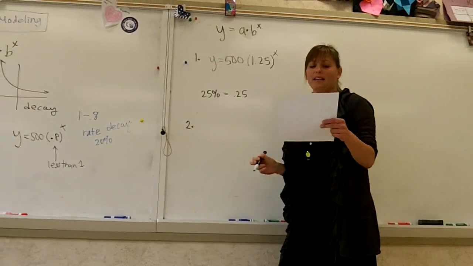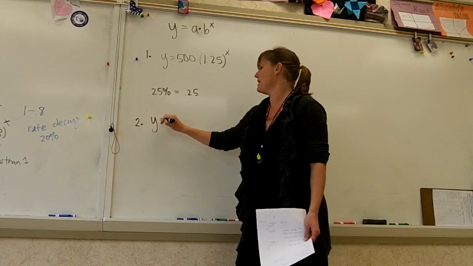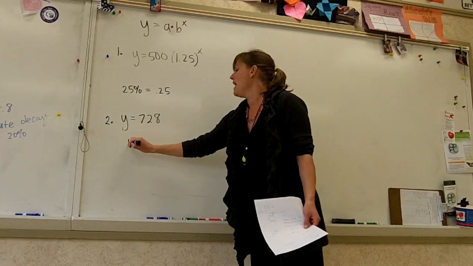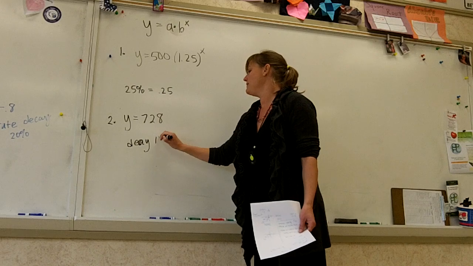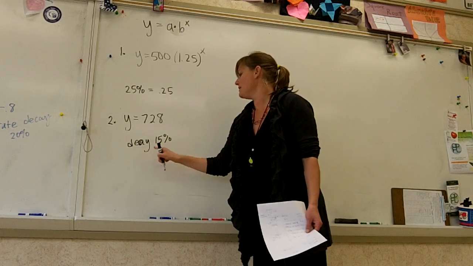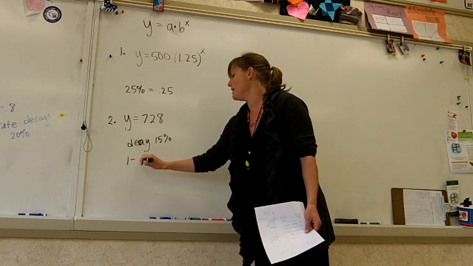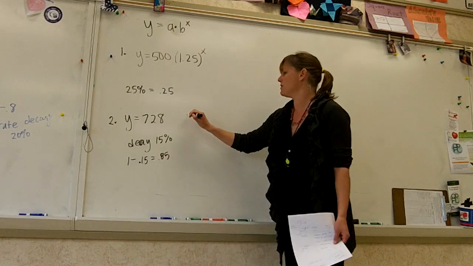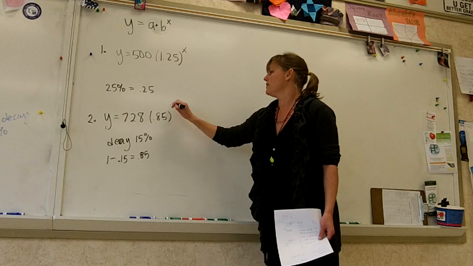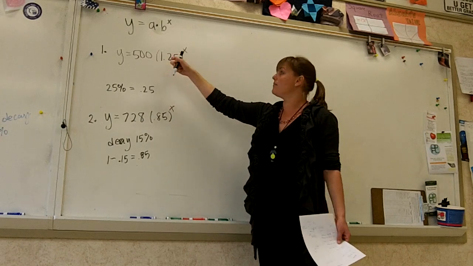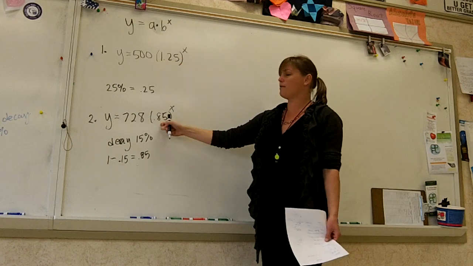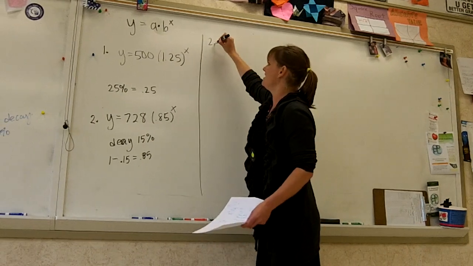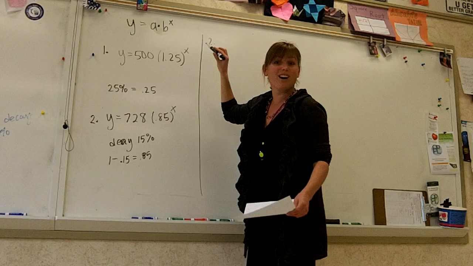Okay, then the second example, your initial value is 728, so maybe you start off with 728. And then it says that you are decaying at 15%. So I convert that to a decimal, 0.15, and I do 1 minus 0.15. So my base would be 0.85. So my function for number 2 would be 728 times 0.85 to the x. So you can see the first one has a base greater than 1, so it's increasing, and the second has a base less than 1, so it's decreasing or decaying. All right, easy. This is easy stuff. I can't wait till we solve them using logs. It's going to be really fun.